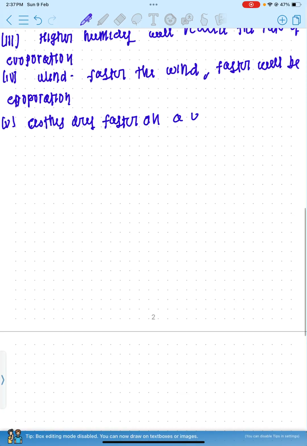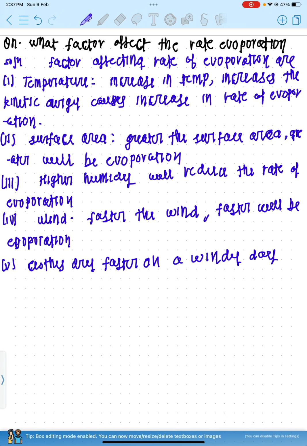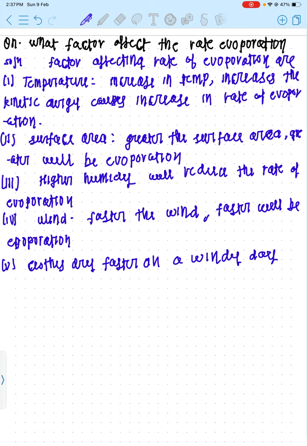So this was the first question, what factors affect the rate of evaporation. Now today we are doing the questions that are coming from the factors affecting, we'll complete it today, and some more questions also we will do. Okay, so the second thing is the effect of temperature and pressure on the states of matter.